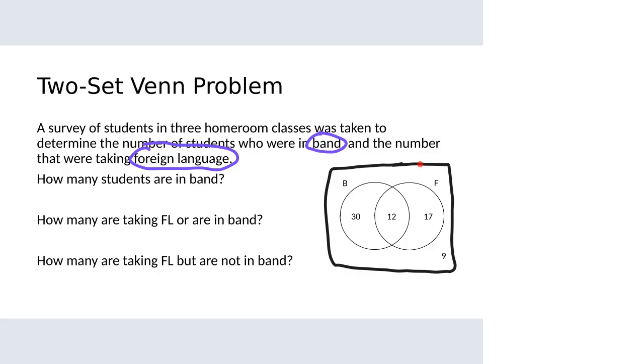And I'm not going to do a poll. I'm just kind of asking. We're just talking now. How many students are in band?